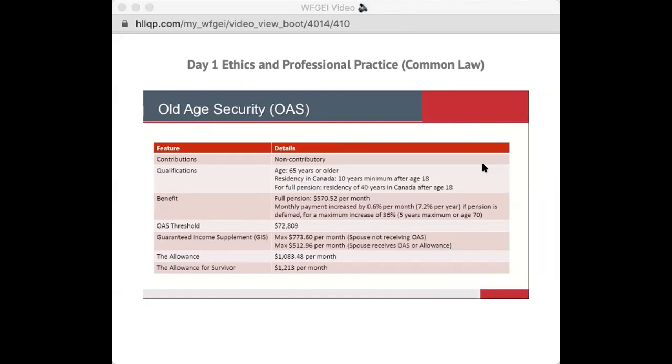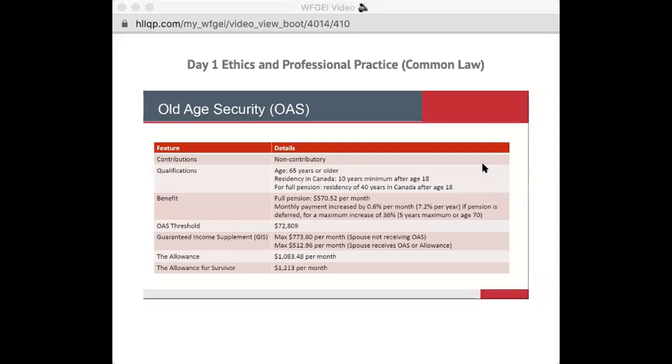There is, however, one big issue with old age security that doesn't apply to CPP, and that is that you have a threshold. For 2016, the threshold was $72,809. In other words, you're allowed to earn up to $72,809, and there will be no clawback. But the moment you're over it, for every dollar that you earn above the $72,809 for 2016, you will lose 15%.